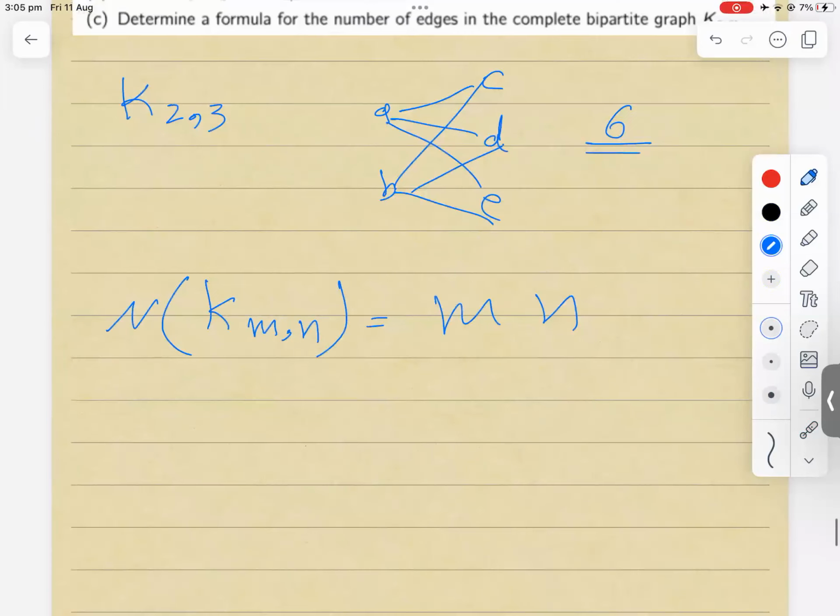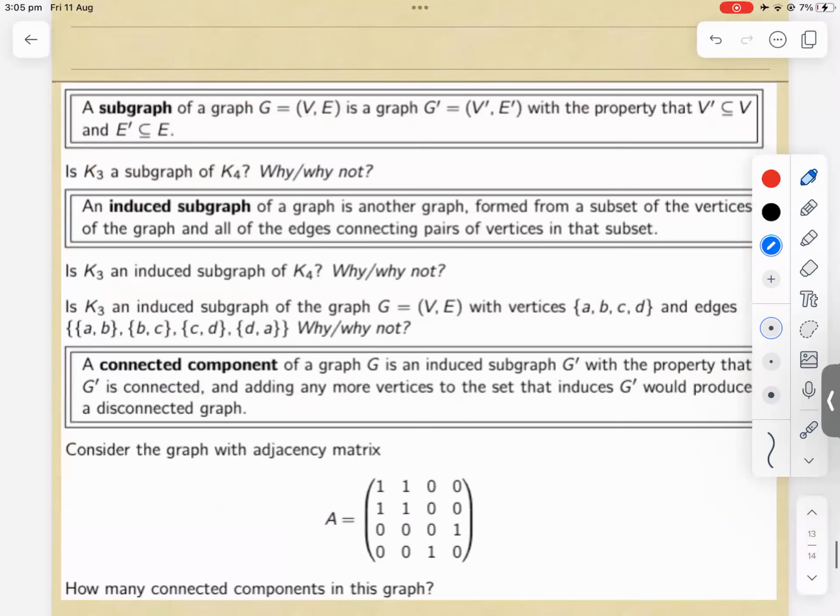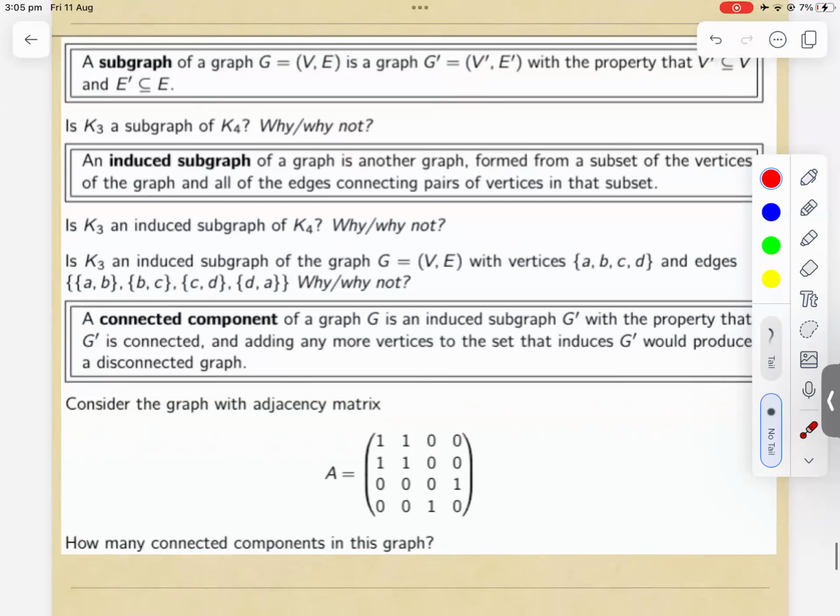Thank you. A subgraph is a graph whose vertices are taken from another graph. So let's assume that you have G with V and E, and V prime, E prime. G prime is the subgraph if V prime is a subset of V and the edges E prime are a subset of E. Okay. So K3 is a subgraph of K4. Yes, of course.